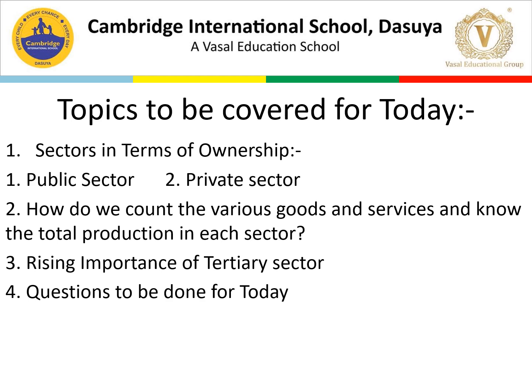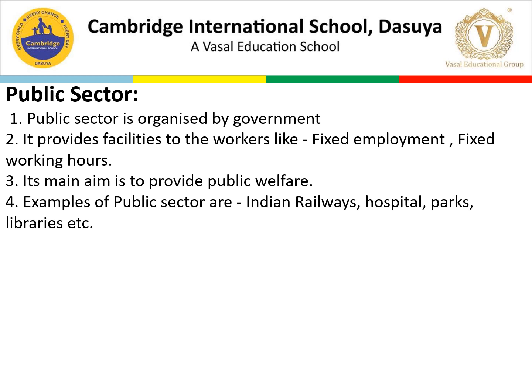So the first sector on the basis of ownership is the public sector. Why do we call it public sector? Because it is organized by the government, and all the rules and regulations, all the responsibilities are fixed by government only. The second point is the facilities to the workers. Government provides many facilities to the workers: first fixed employment, then fixed working hours, and its main aim is public welfare. They are not thinking of any profit, but they are thinking to provide public welfare.